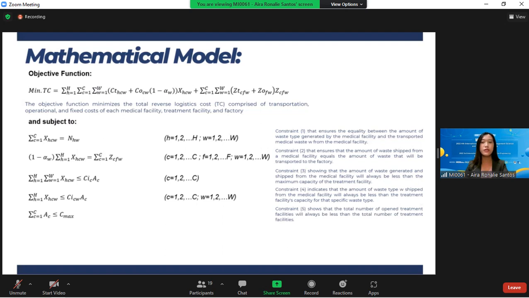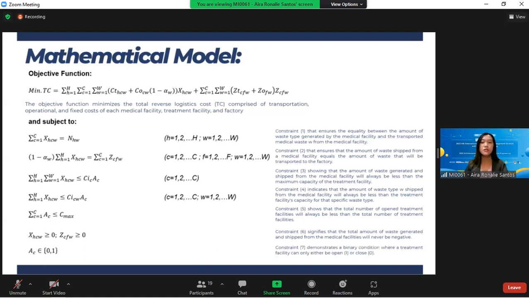Constraint 5 shows the total number of open treatment facilities will always be less than the total number of treatment facilities. Constraint number 6 signifies the total amount of waste generated and shipped from the medical facilities will never be negative. And lastly, constraint number 7 demonstrates a binary condition where a treatment facility can only be either open or closed.